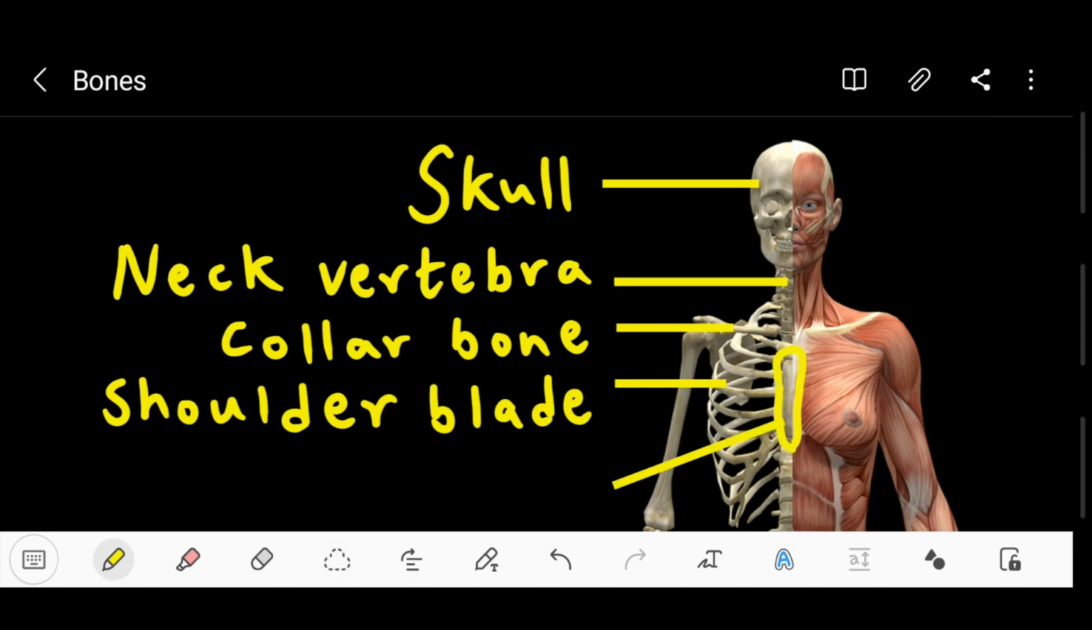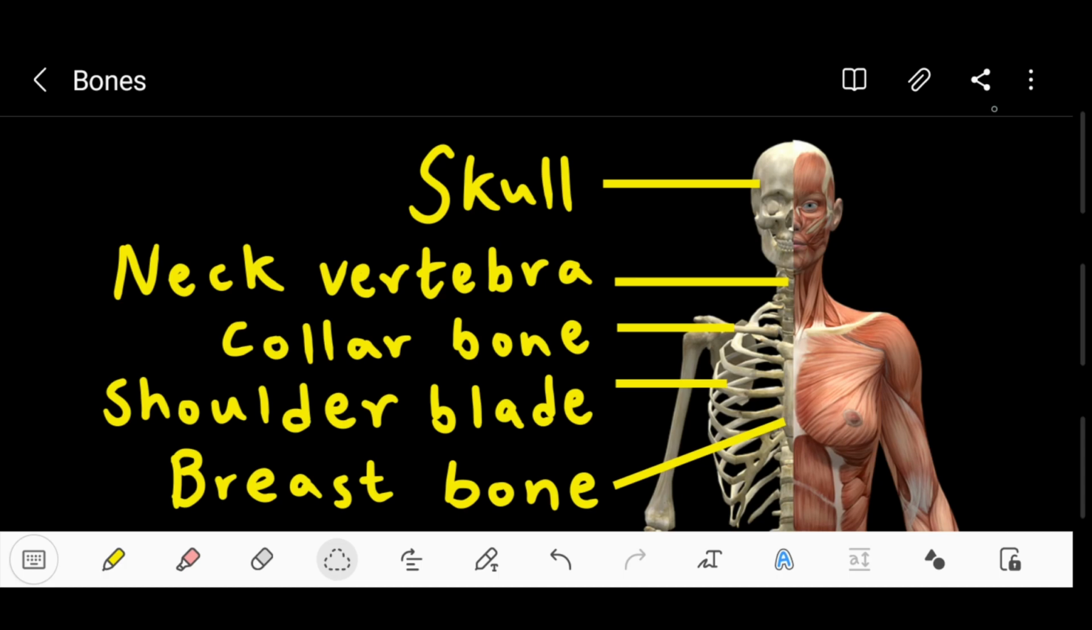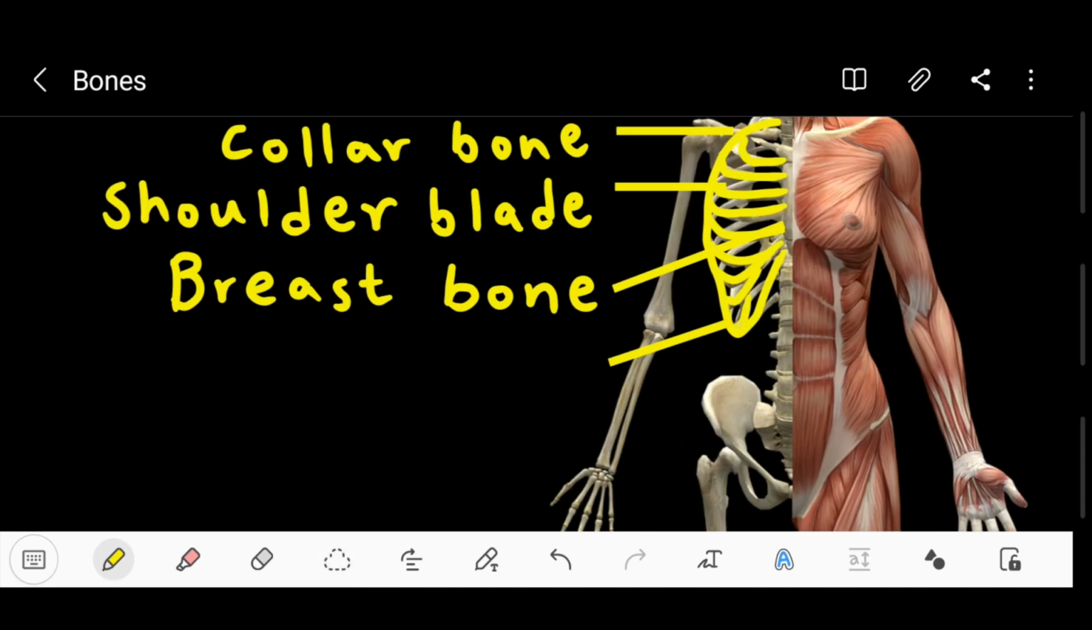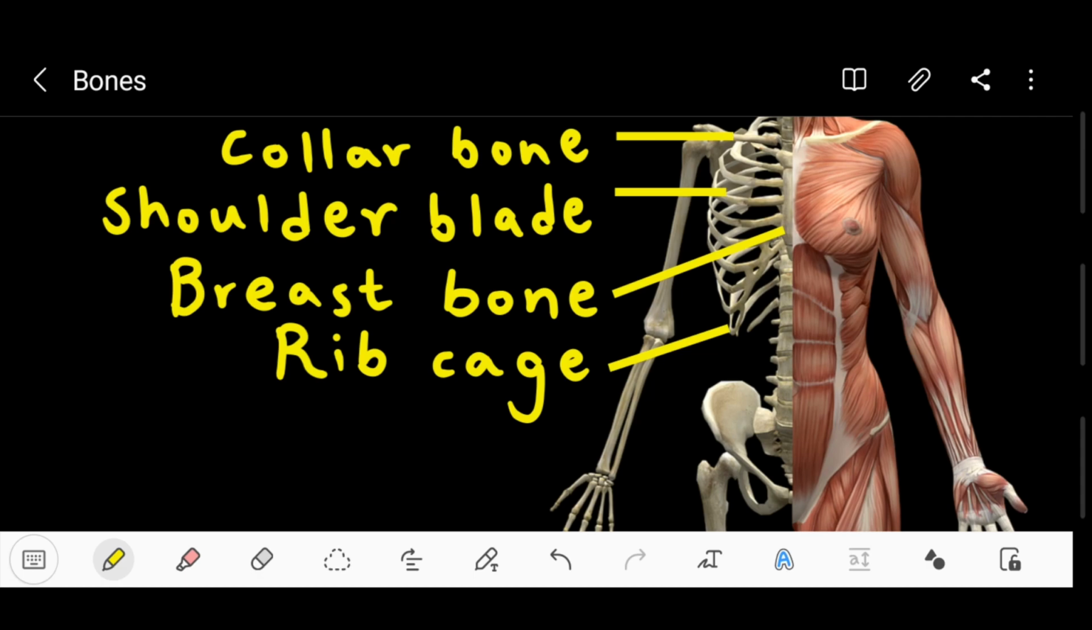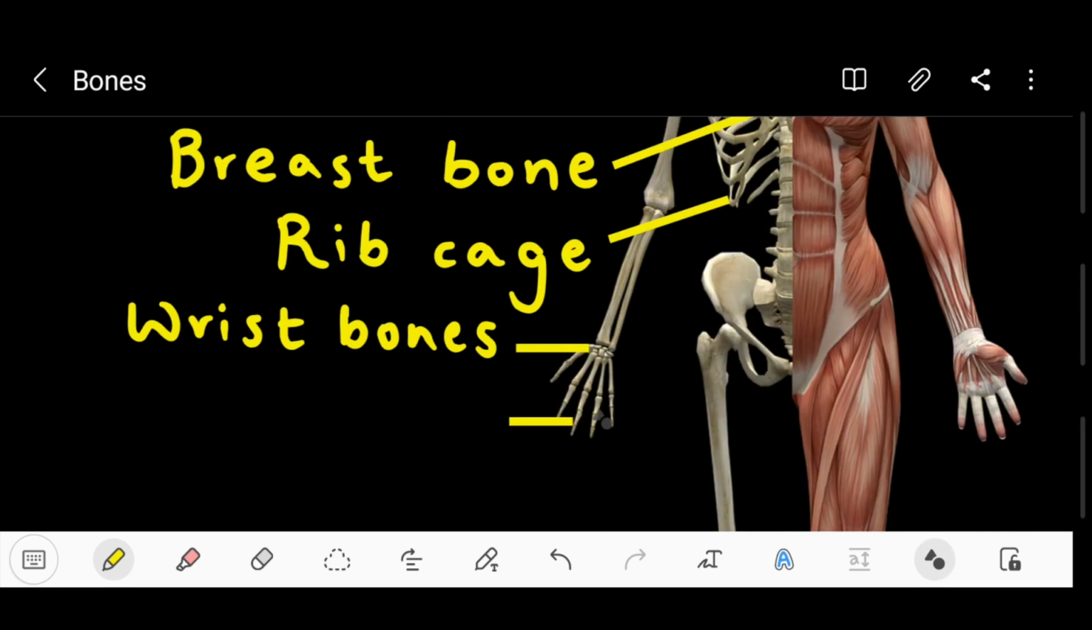This bone over here that holds the rib cage together in the front is known as the breastbone. Another name for the breastbone is the sternum. These bones that look like a cage over here are known as the rib cage. These bones over here are known as the wrist bones. And these bones over here are the finger bones.